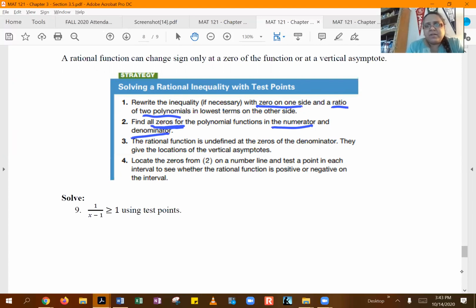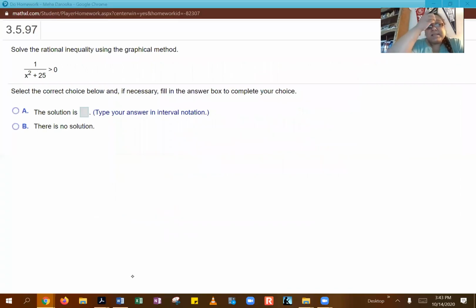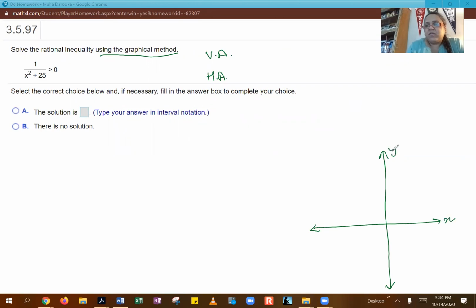Now they are talking about the rational function being undefined for the zeros of the denominator, because remember that's where we have our vertical asymptotes. And they're saying, okay, locate the zeros, get your test point. So let's take a look at this. Now, if you wanted to use the graphical method as they're asking you, you will need to come up with what your vertical asymptote is, where the horizontal asymptote is going to be, and then of course you can come up with a rough sketch for this function.